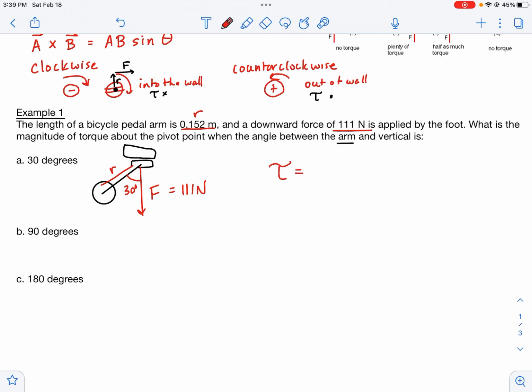So I would use the torque equation. Torque is equal to FR sine theta. So that's 111 times 0.152. This is Newton meters. And then times the sine of 30. And that gives me 8.44 Newton meters. Now this is not the same thing as a joule, because we're not measuring energy here, we're measuring the ability to turn something.